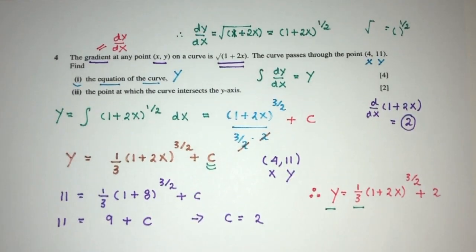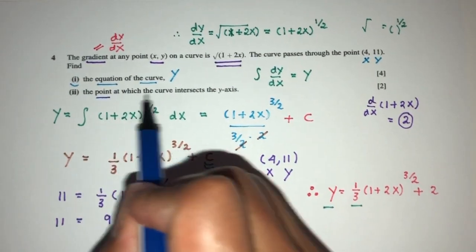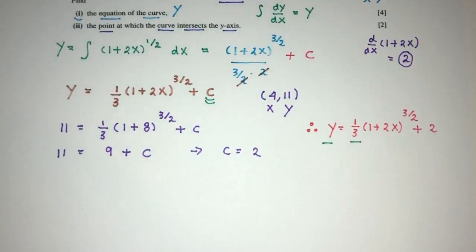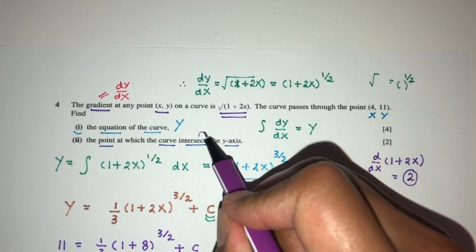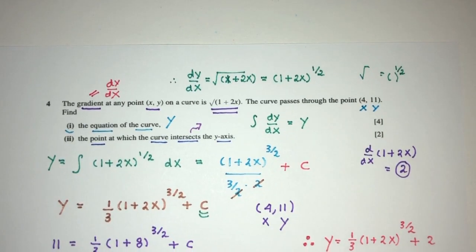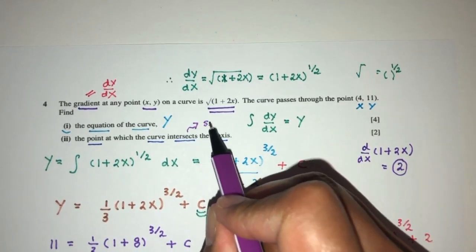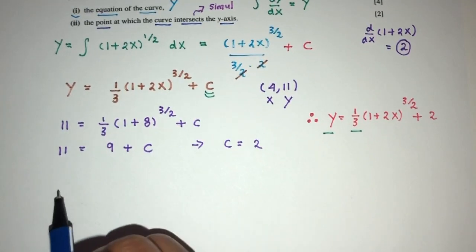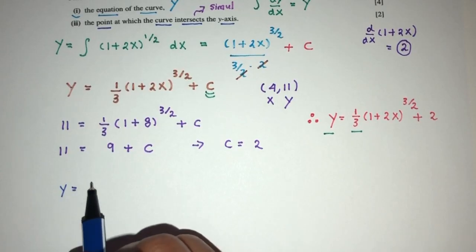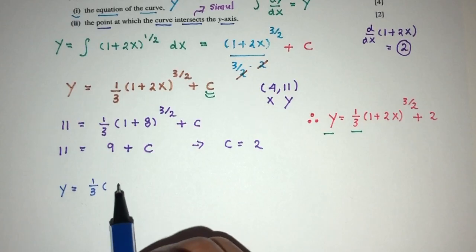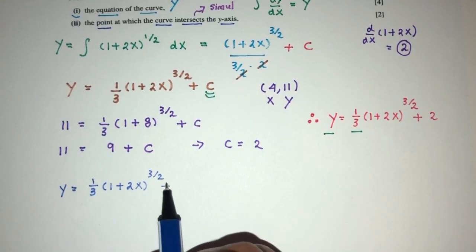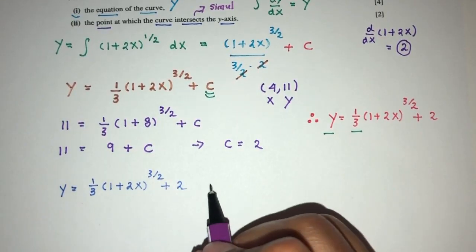Now for part 2, we have to find the point at which the curve intersects the y-axis. So pretty easy. Now again, we have a very good indication here. Whenever you see intersects, meets, cuts, or joins, this will lead to a simultaneous equation. So we have to understand that. So now we have the equation of the curve, which is y equal to 1/3 (1 + 2x)^(3/2) + 2. That is my equation number 1.